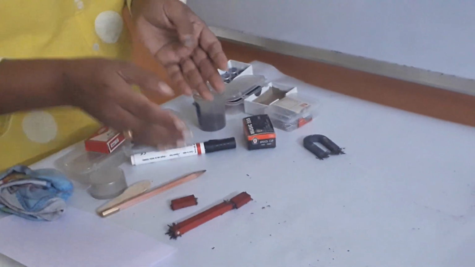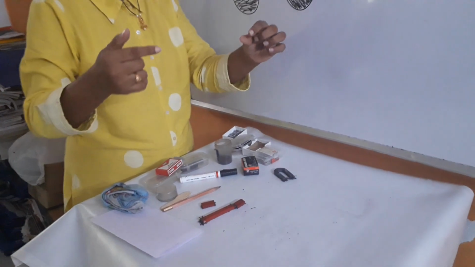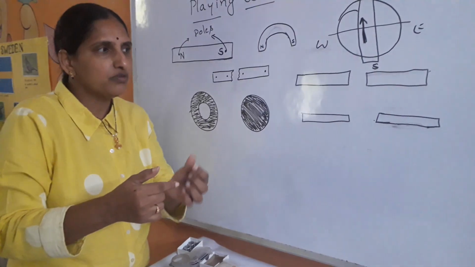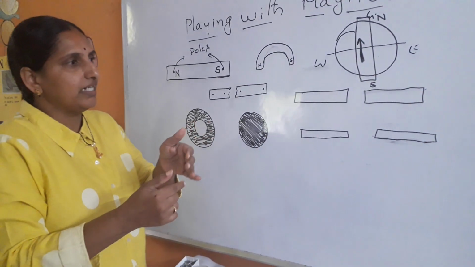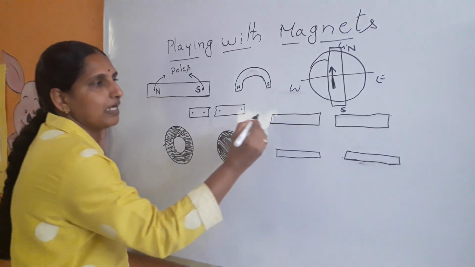So what is happening here? You have seen that on one side it is getting attracted, and if you just invert it, the other side is getting repelled. Why is it happening like this?